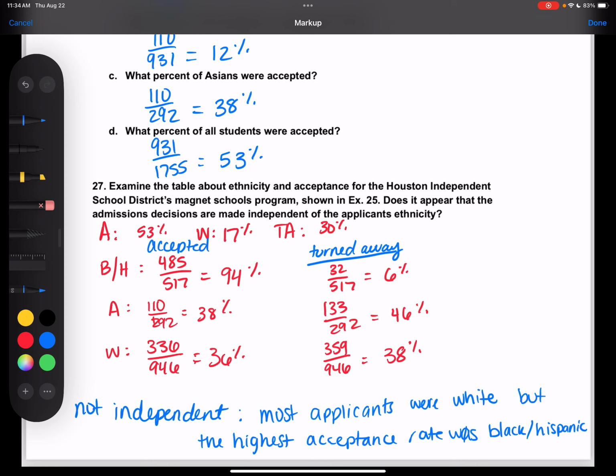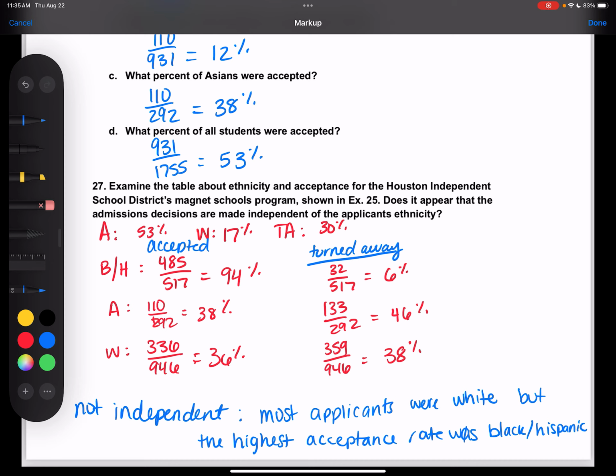But the numbers that should equal each other are the accepted and turned away for each category. So like the Asian turned away, technically speaking, it should line up with this. I said it backwards. It really should line up with these values that we got, which is why I wrote those initially. So that means if it was independent, all of those would be around 53%. All of those should be around the same amount, which would tell us that it was truly independent of their race or ethnicity. And then can one of them be independent but the other one not be?